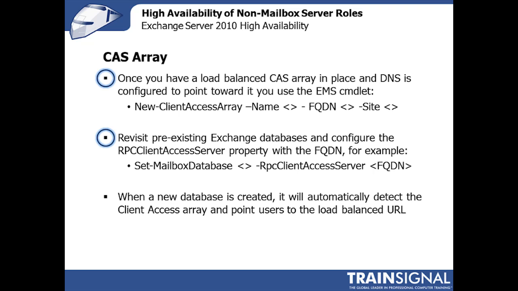However, that's for pre-existing Exchange databases. When a new database is created, it will automatically detect the client access array and it will point users to the load balanced URL. So we don't have to worry about new databases getting the proper information for the array. Okay, so let's jump over to our LA-EX2K10 CAS Hub 1 server and let's configure network load balancing and set up the CAS array.